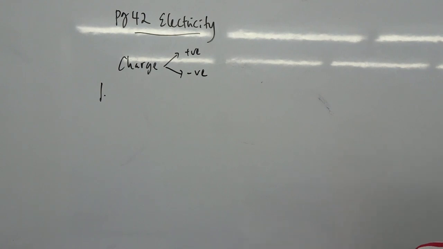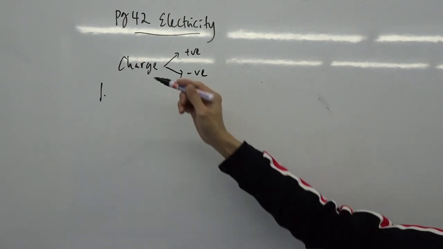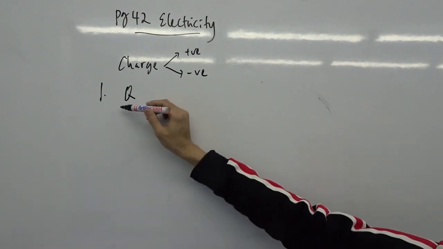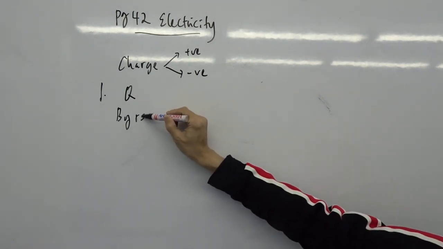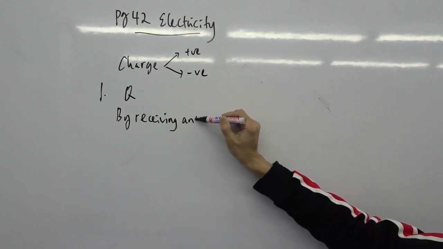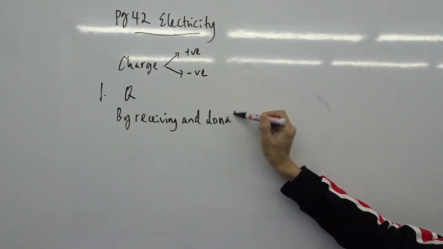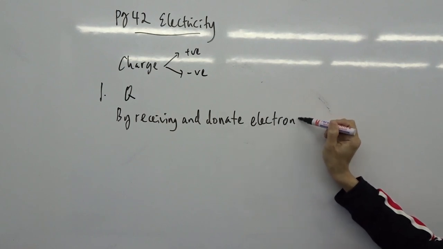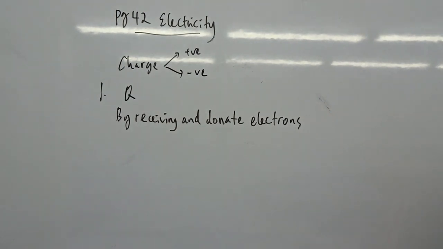然后 highlight electric charge，写 Q，OK，electric charge。How electric charge can be produced? 它的答案是 by receiving and donate electrons. OK.